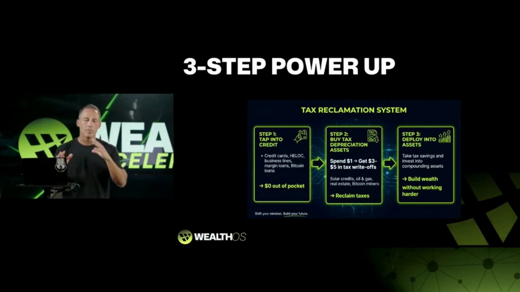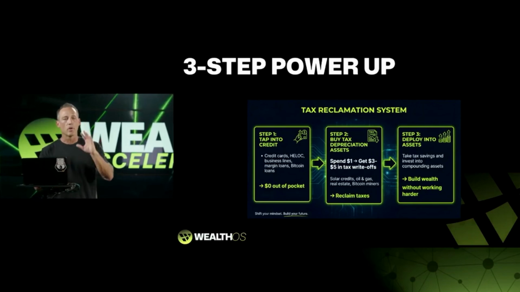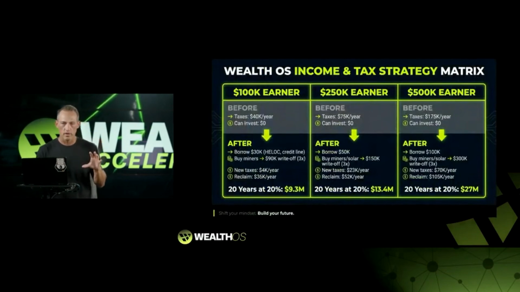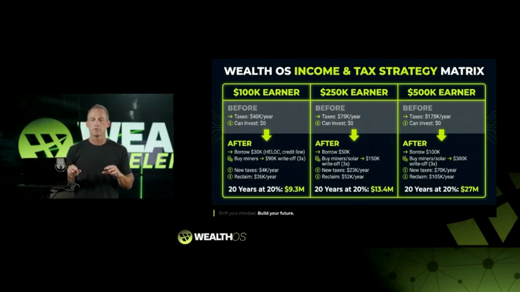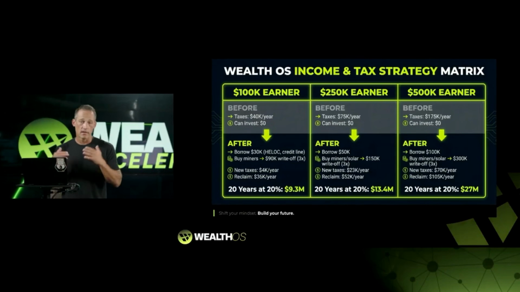Now, I'm not going to teach you all the mechanics of how to do this right now. That's what we do on our personal treasury audit. But let me show you the math of how this works. Okay, so here's how it works. If we have three different income levels, if I'm a $100,000 earner, I'm going to pay $40,000 in taxes. Again, nothing left to invest.